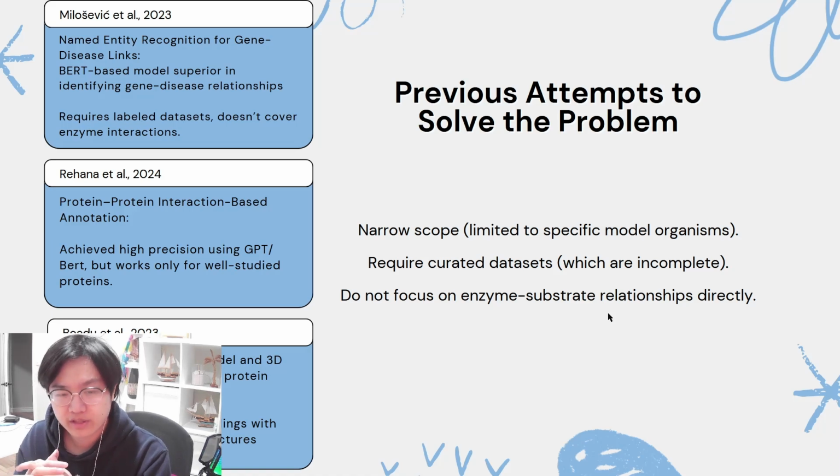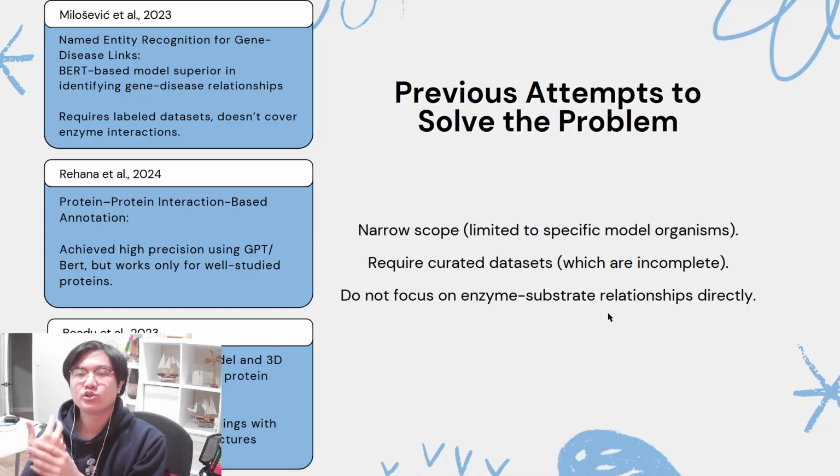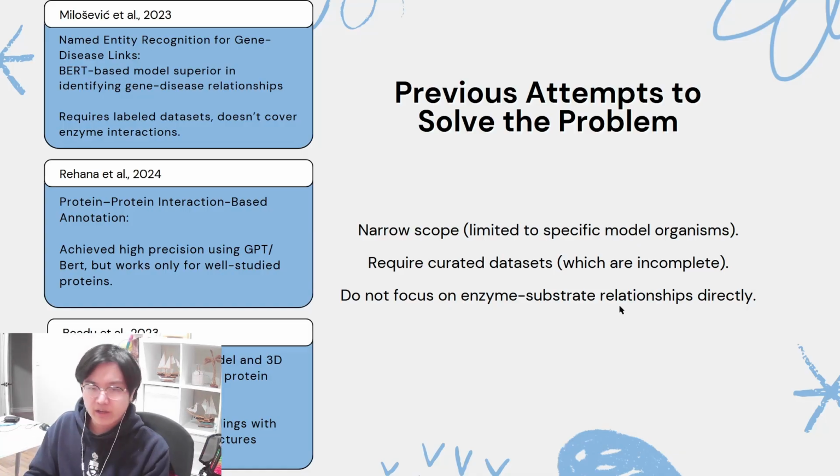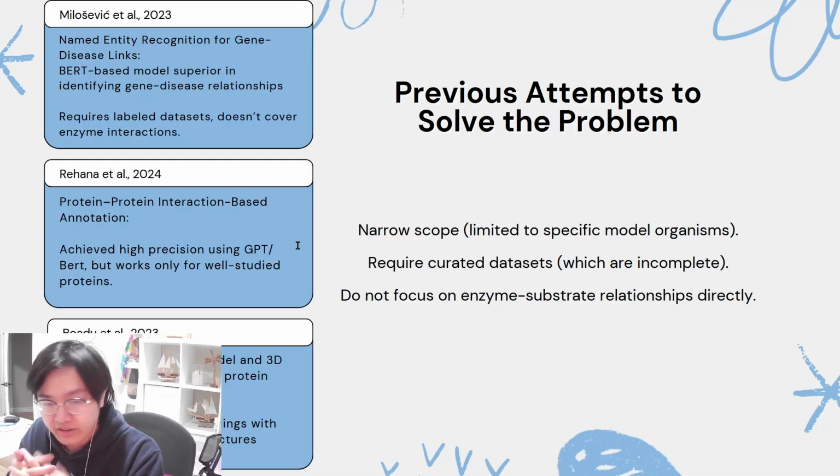Finally, in 2023, Boadu et al. used the protein language model and 3D neural networks to predict protein function. And so by combining feature embeddings with protein structures predicted by AlphaFold 2, they were able to outperform several state-of-the-art methods.